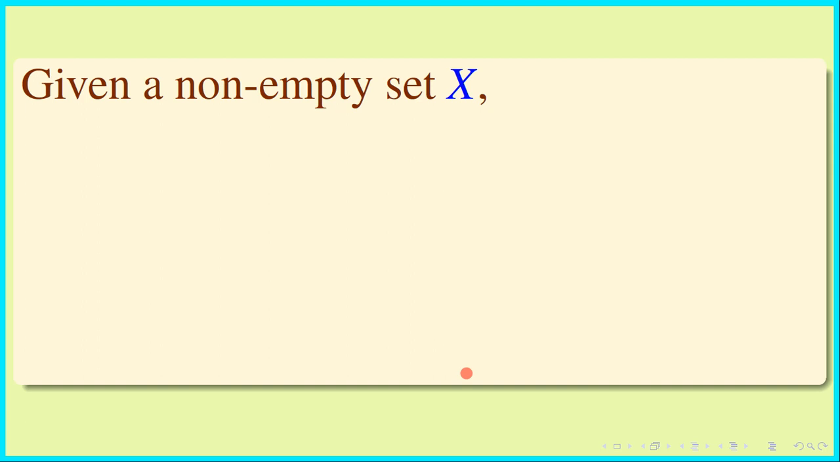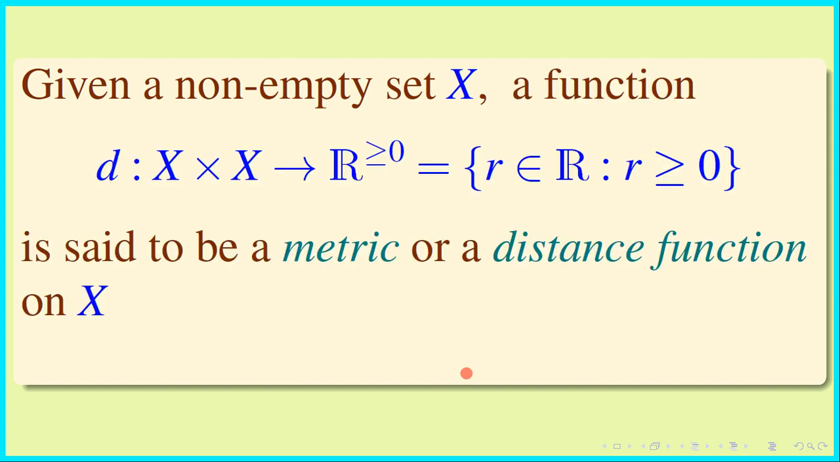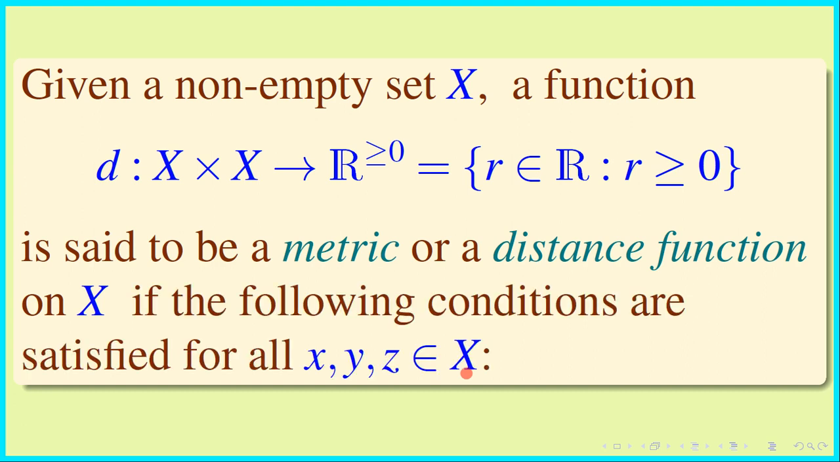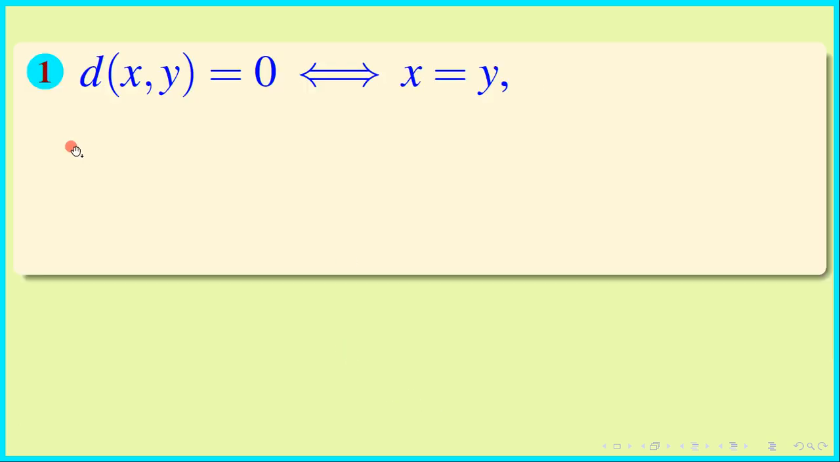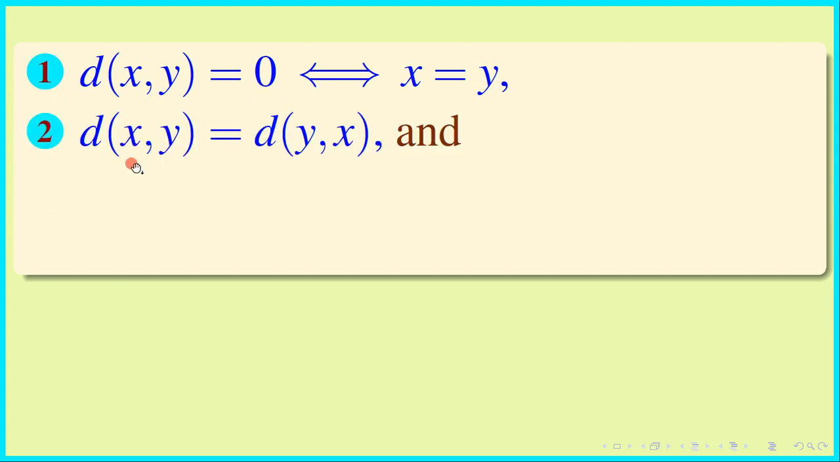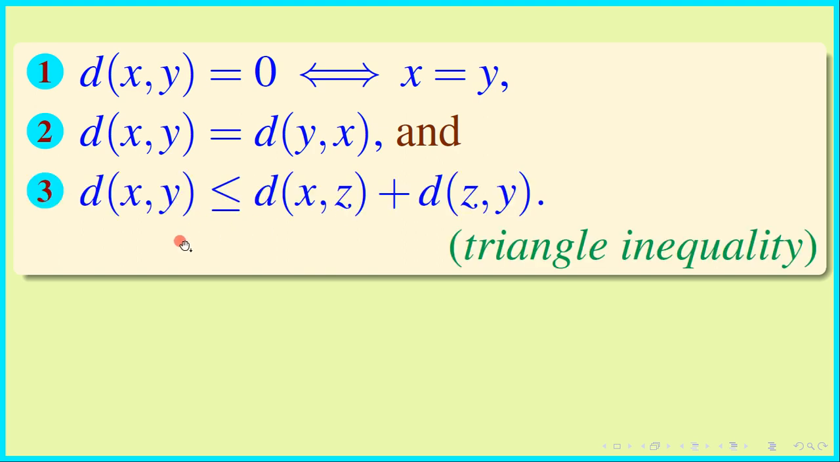Given a non-empty set X, a function d from X cross X to the set of non-negative reals is said to be a metric or a distance function on X if the following conditions are satisfied for all x, y, z in X. Number 1, d(x,y) is 0 if and only if x equals y. Number 2, d(x,y) equals d(y,x). And number 3, d(x,y) is less than or equal to d(x,z) plus d(z,y). This is called the triangle inequality.